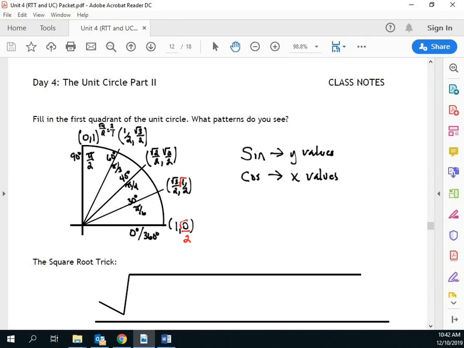Sorry. Rylan, what's the cosine of 30 degrees? What's the x value at 30 degrees? There you go. Rhett, what's the cosine of 45 degrees? Square root of 2 over 2. Good. Aiden, what's the sine of 90 degrees? What's the sine of 90 degrees? 1. Good. Darcy, what's the cosine of 0?